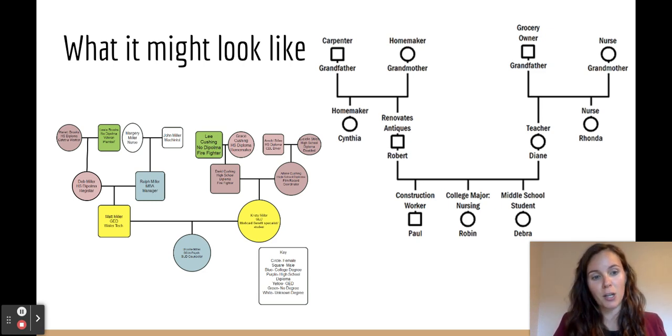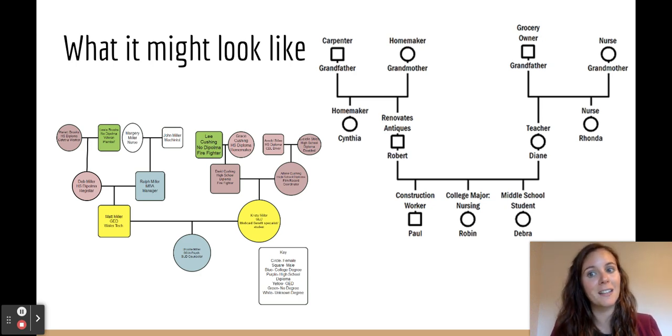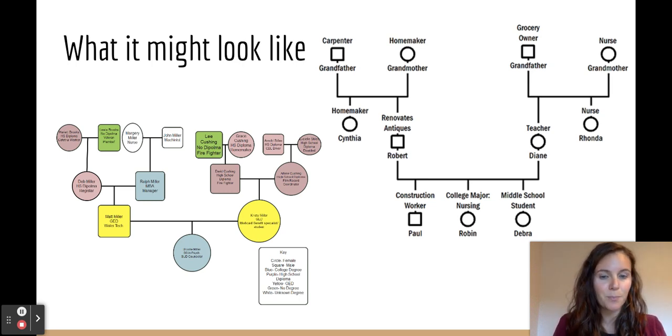You might have to talk to your family about this and try and do some research and find out what people did to make a living in order to have the most complete family tree possible.